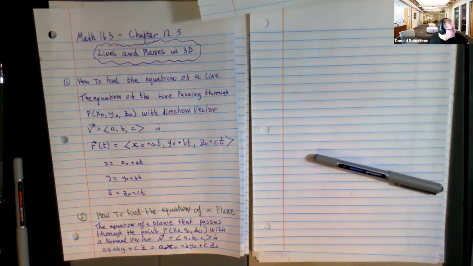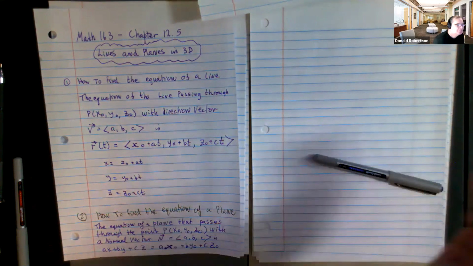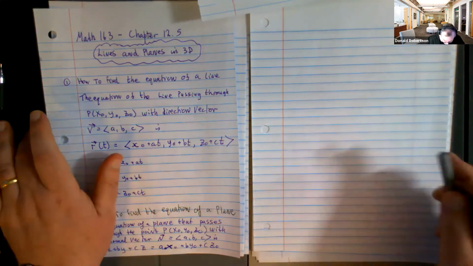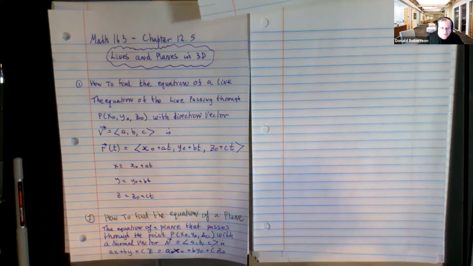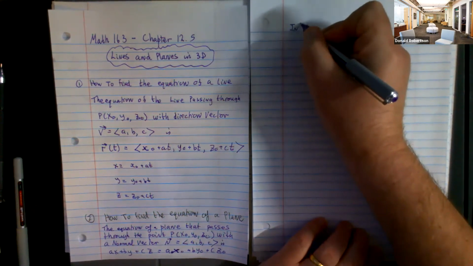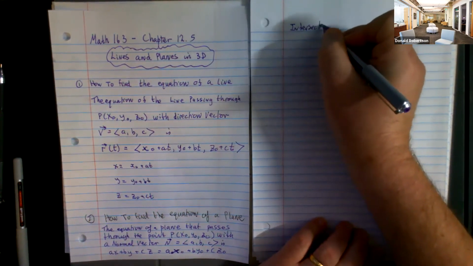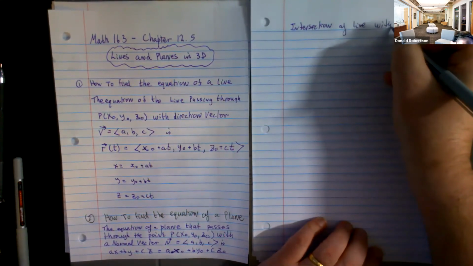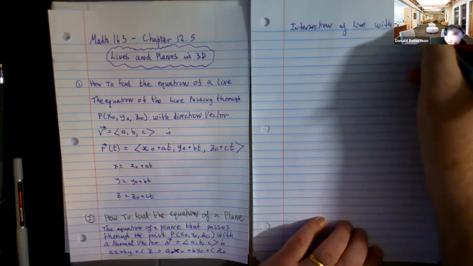So what we're going to look at now is the interconnection between lines and planes. There are all sorts of different combinations of line and plane questions. Let's do: how do you find the intersection of a line with a plane? Let's look at a question that does that.